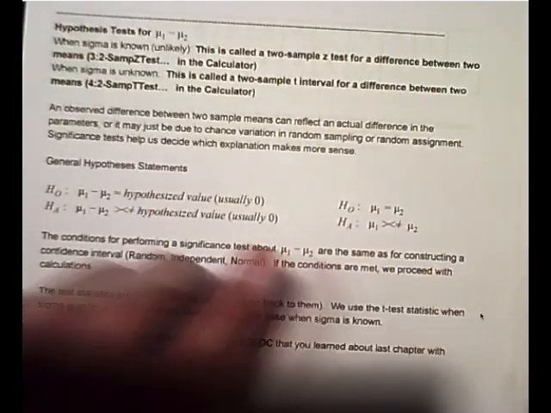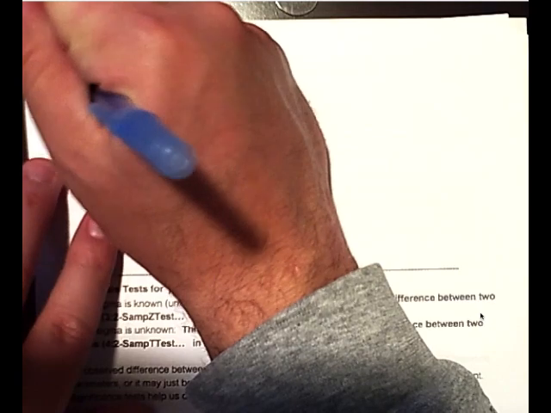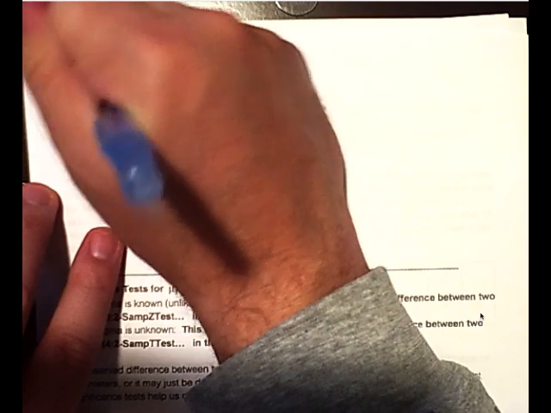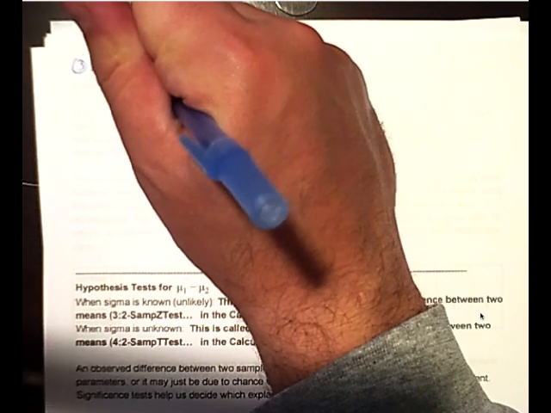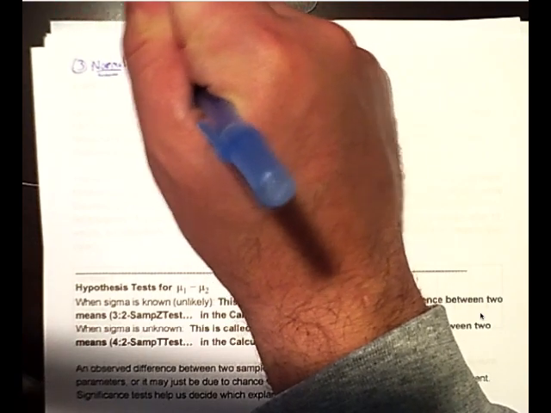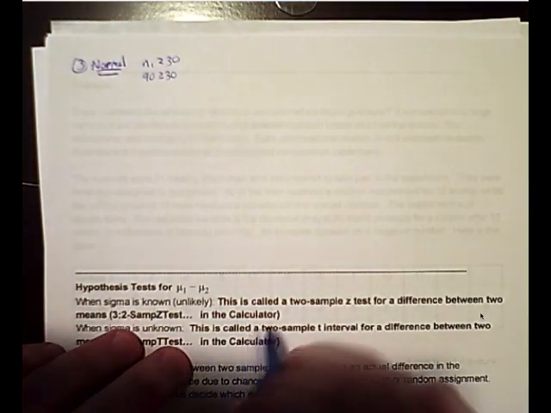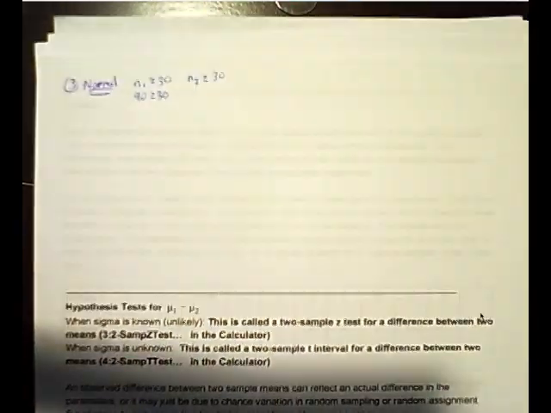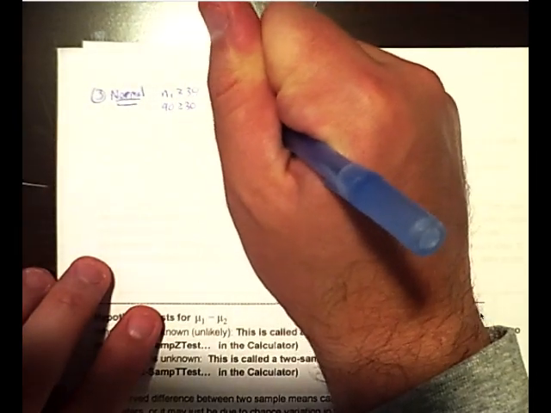All right, now we have to do the third condition, which is the normal condition. So here is sample N1 greater than 30? Yes, we had 90. Is N2 greater than 30? Yeah, what was it? I think it was 45. Yep, it was 45. It's greater than 30.